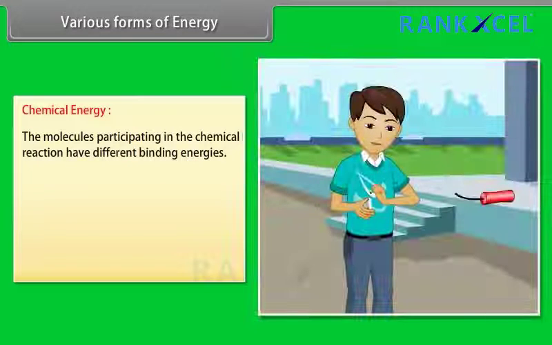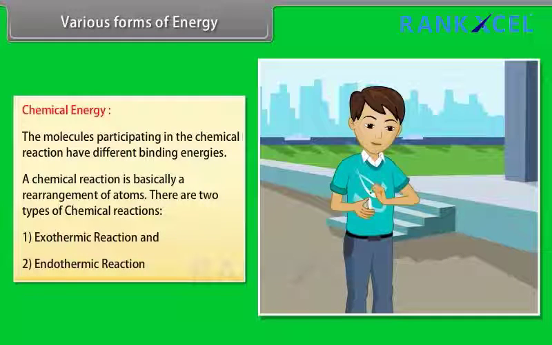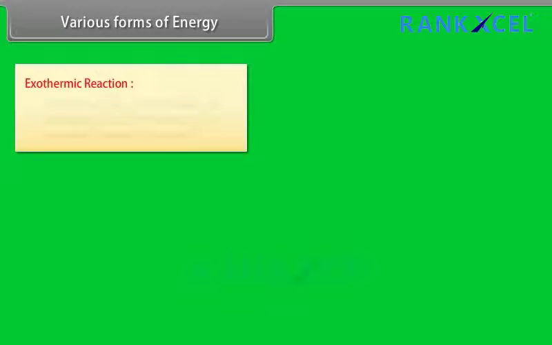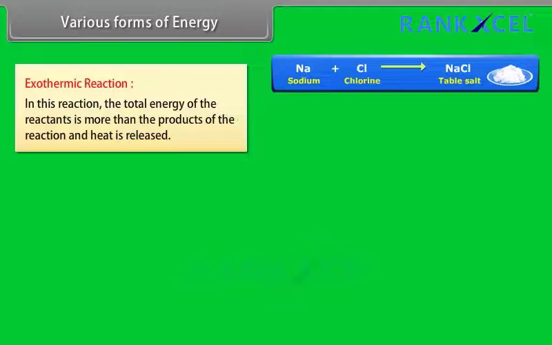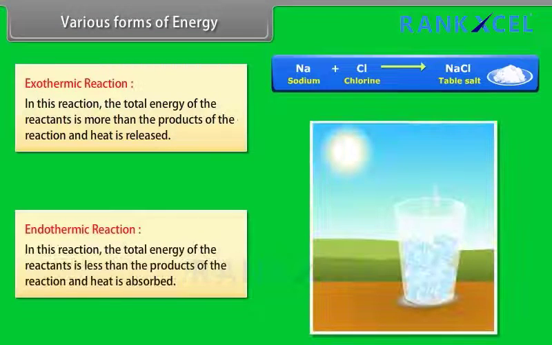Chemical energy. It arises from the fact that the molecules participating in the chemical reaction have different binding energies. A chemical reaction is basically a rearrangement of atoms. There are two types of chemical reactions. Number 1, exothermic reaction, and number 2, endothermic reaction. Exothermic reaction. In this reaction, the total energy of the reactants is more than the product of the reaction and heat is released. Endothermic reaction.